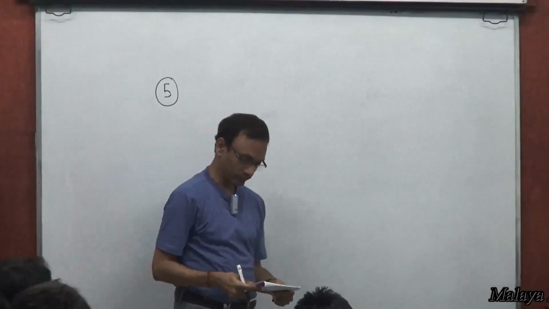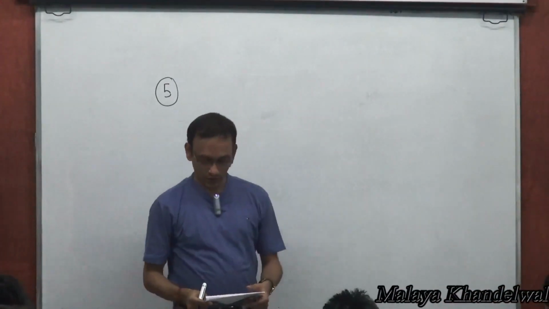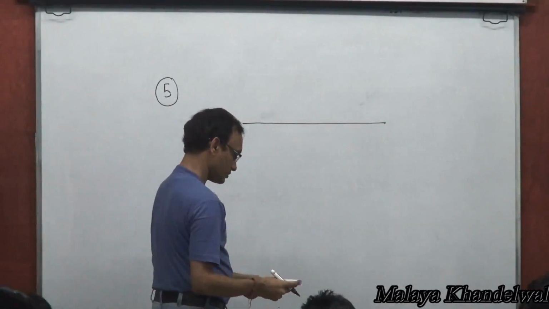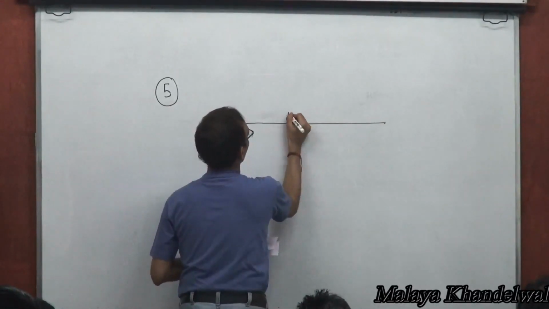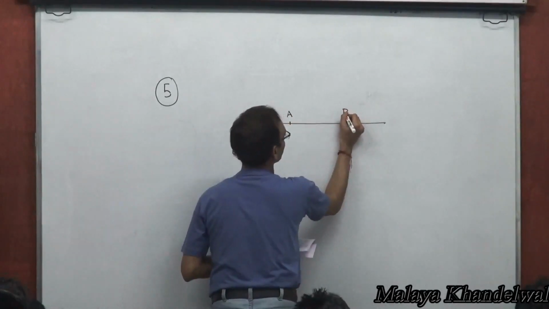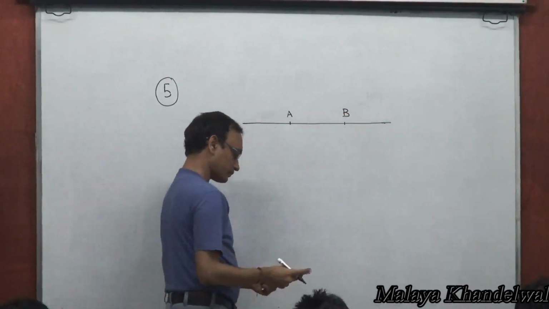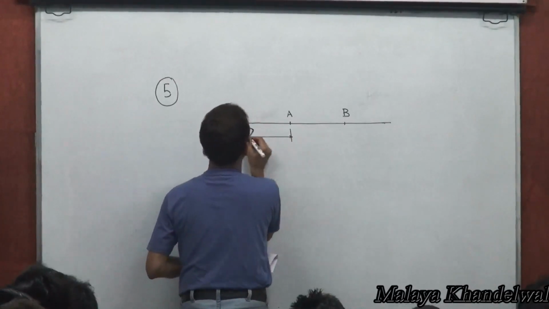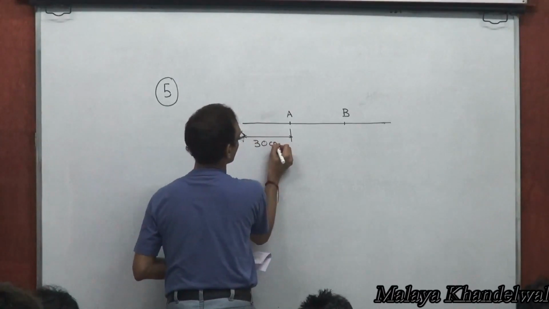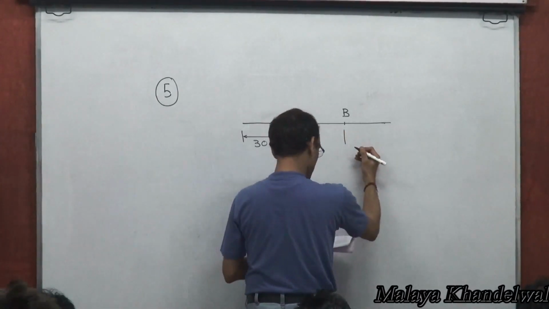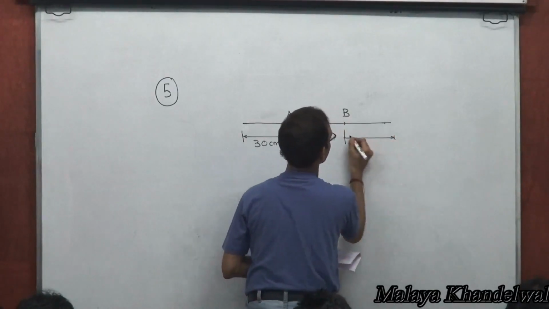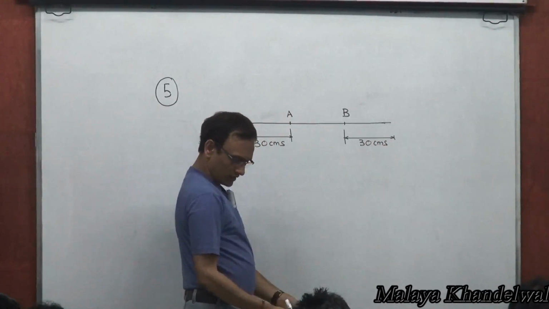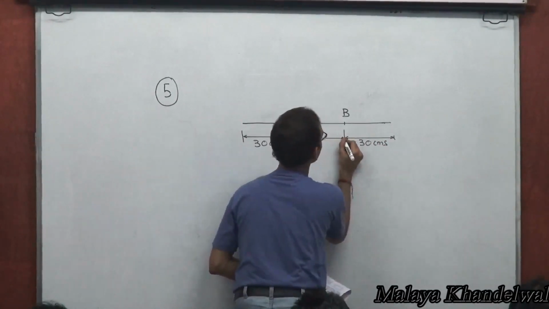Fifth, we have a metal rod. This is a metal rod with 2 points fixed, A and B. This is 30 centimeters. This is also 30 centimeters. The total length is 100 centimeters, so this is 40 centimeters.